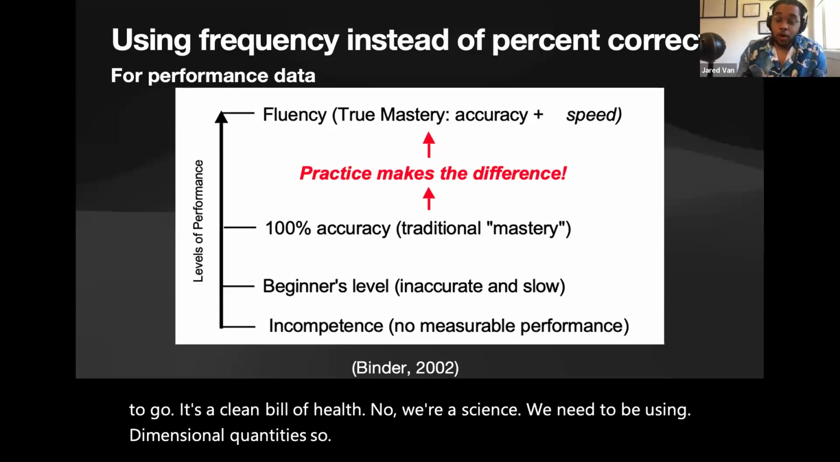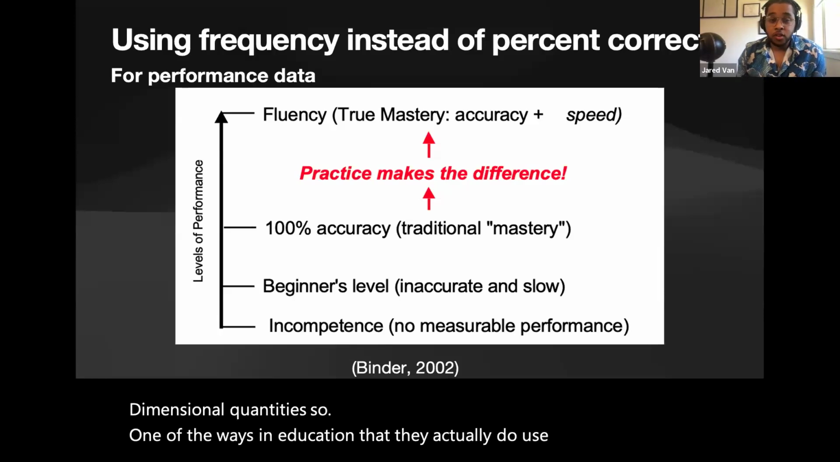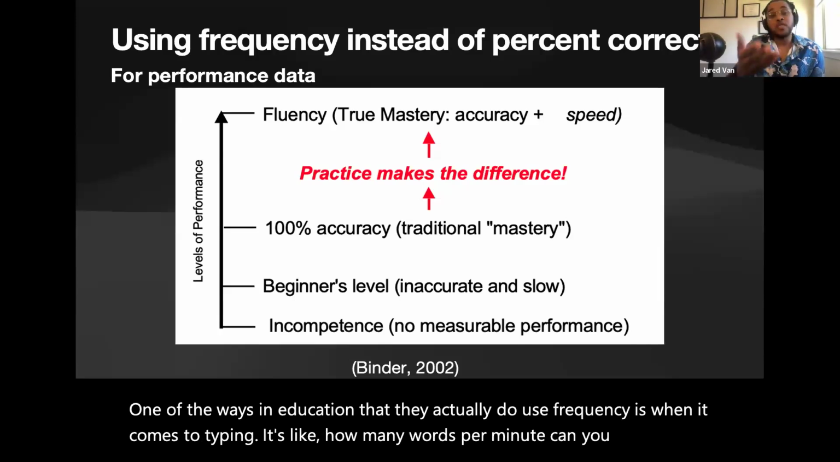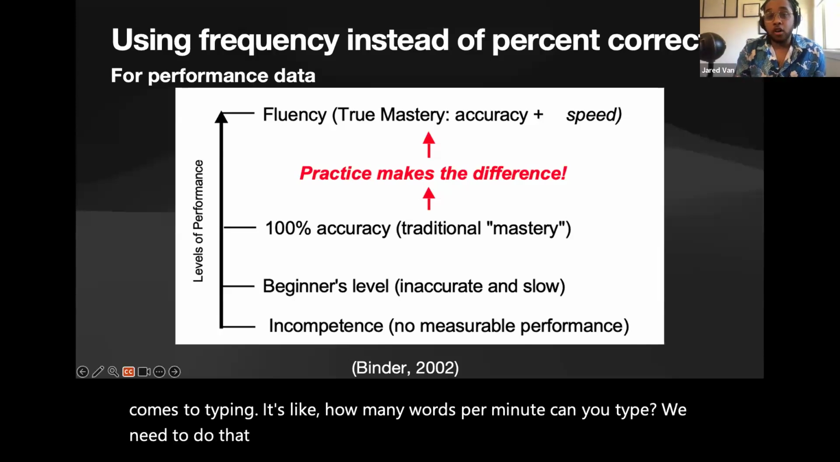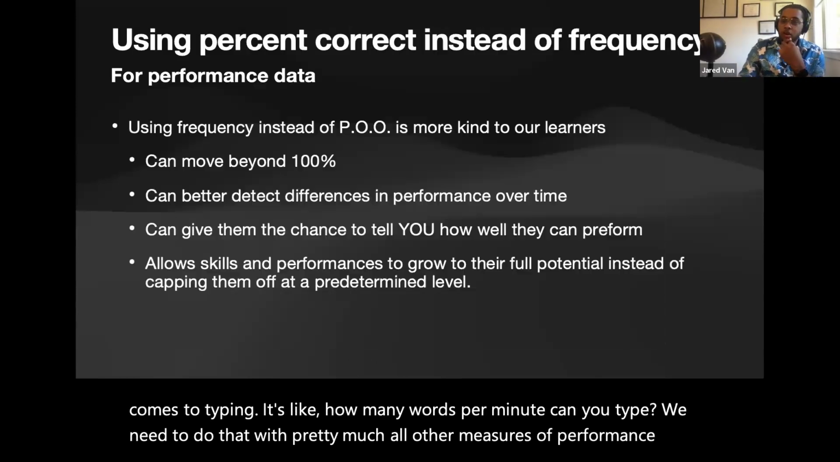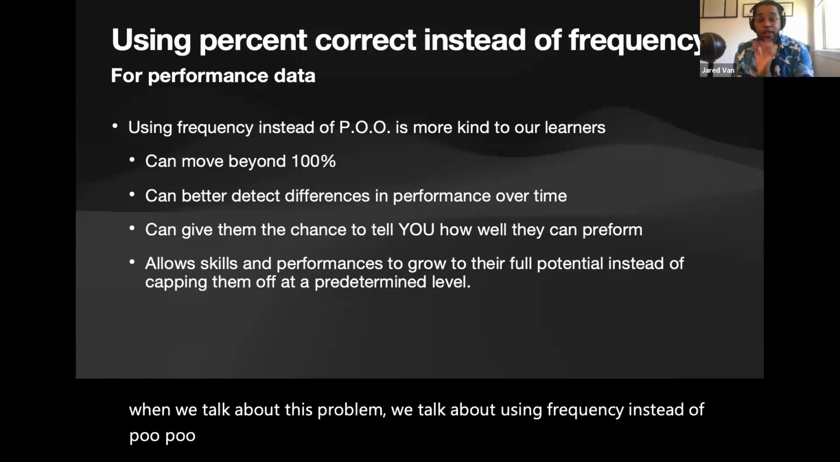So one of the ways in education that they actually do use frequency is when it comes to typing. It's like, how many words per minute can you type? We need to do that with pretty much all other measures of performance. And when we talk about this problem, we talk about using frequency instead of POO. POO is percent opportunity occurrence.